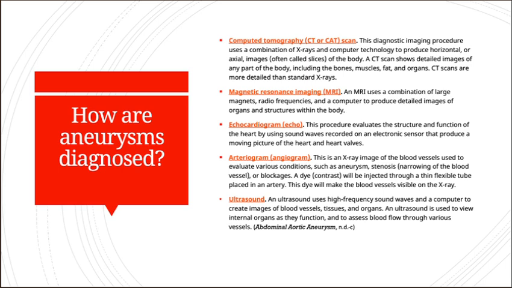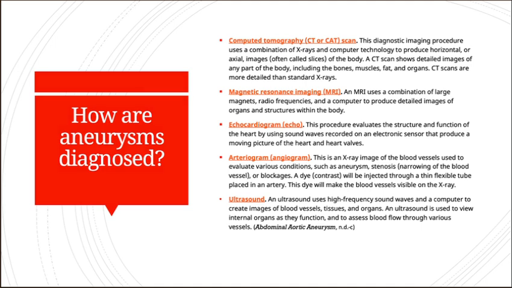They can also undergo an MRI. An MRI uses a combination of large magnets and radio frequencies to produce images of the inside of the body, and hopefully through those we'll be able to see an aortic aneurysm. But there's also the use of an echocardiogram. An echocardiogram is a more specialized form of imagery. It's used to look at the structure and the function of the heart by using different sound waves, almost like an ultrasound, but just a little bit more specialized.